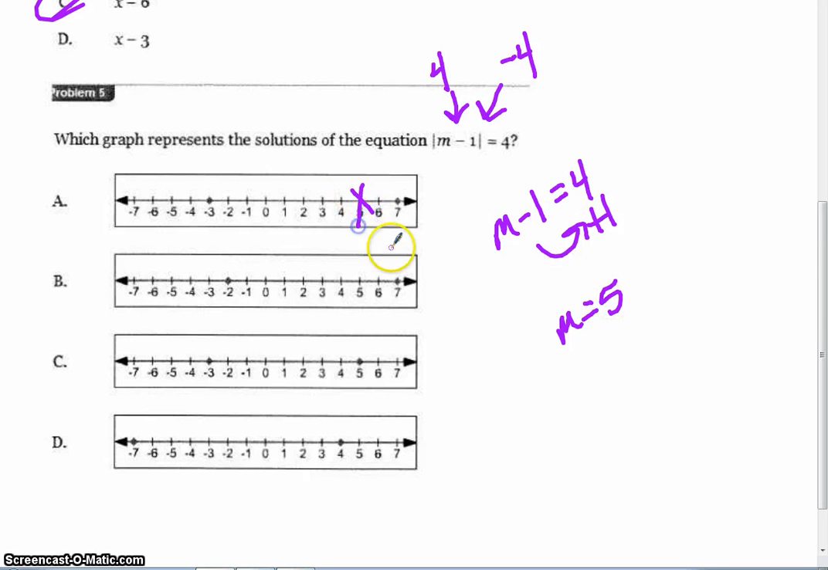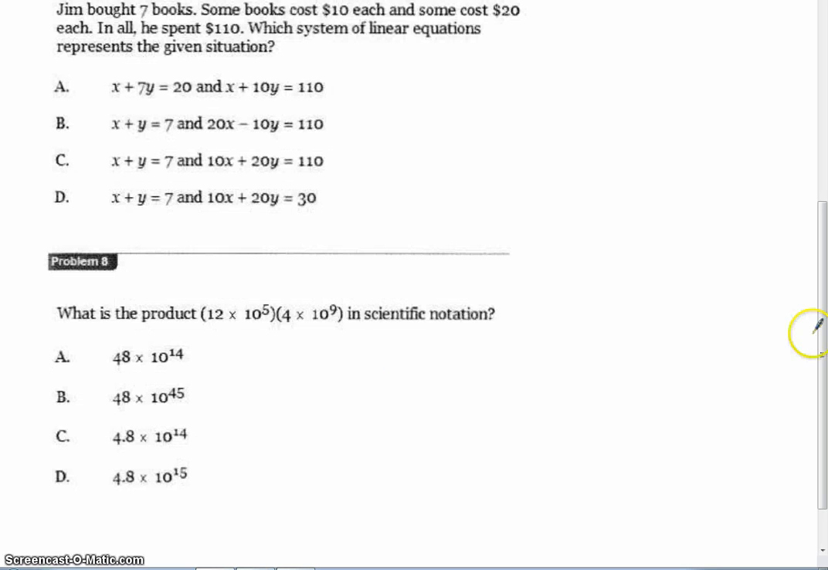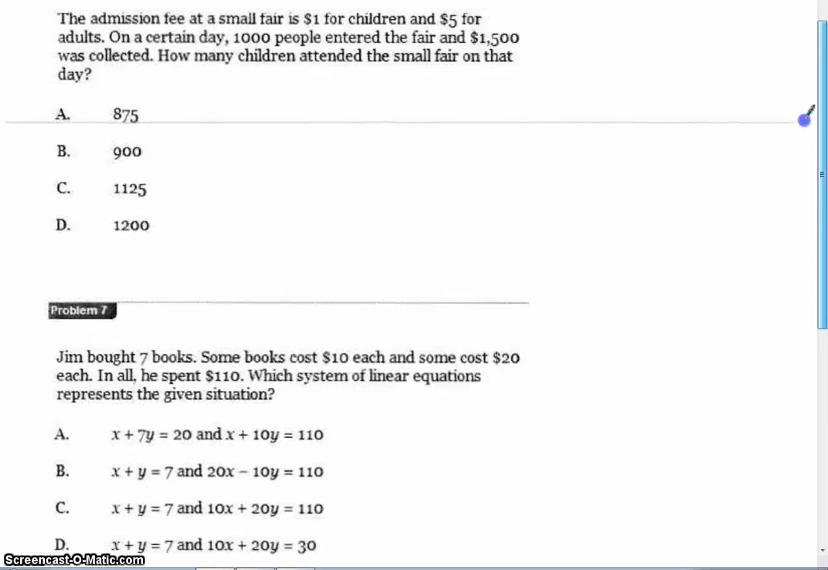Does this have 5? No. Does this have 5? No. Does this have 5? Yes. Does this have 5? No. I found my answer without even having to worry about the negative stuff. Remember, it's okay to find your answer by ruling things out. I have no problem with that.